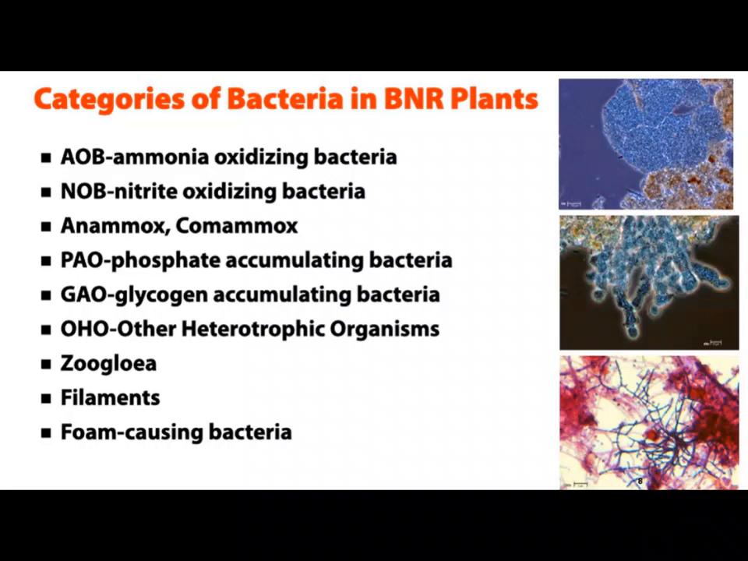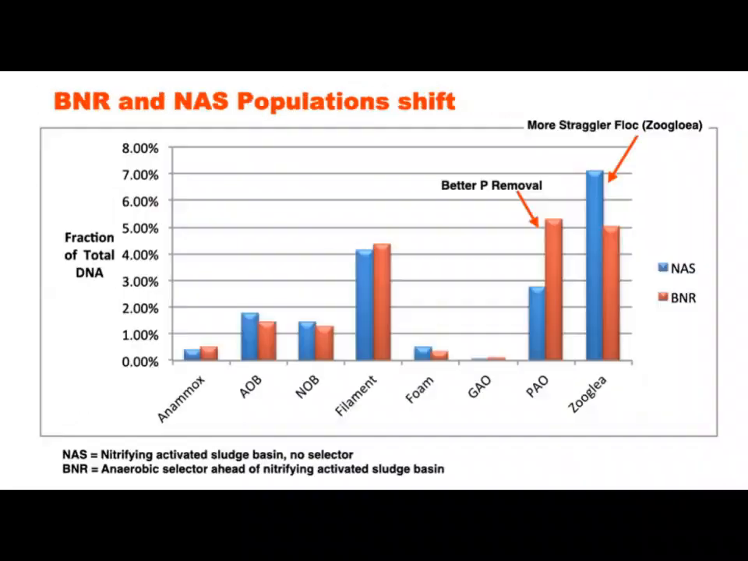And then the foam-causing bacteria, this is referring to the Nocardia type foams. So when you've sent samples out, you've come back and you get categorization that goes that way.